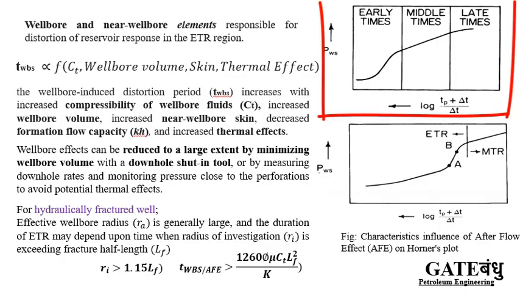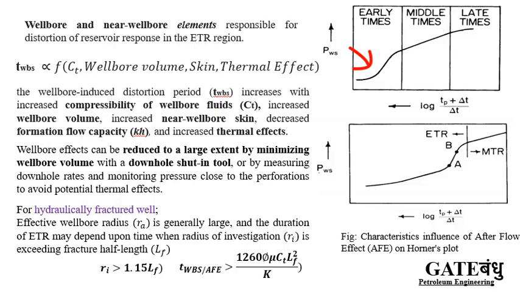So this is the normal Horner plotting technique, right? PWS versus log of (TP plus delta T) divided by delta T. Here we can see there is a distortion in the data points in the early time region, and particularly the wellbore and near wellbore elements are responsible for this distortion.